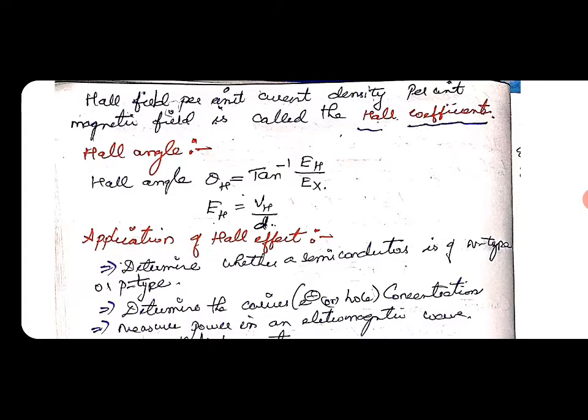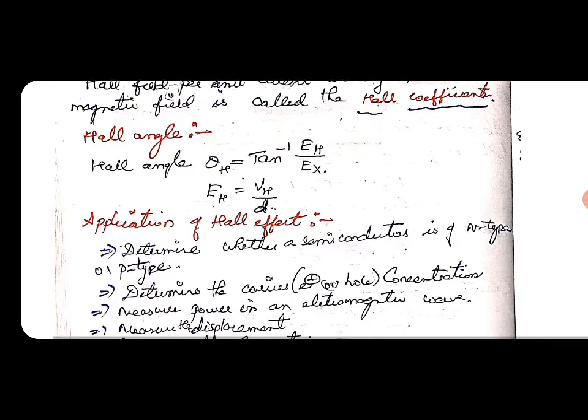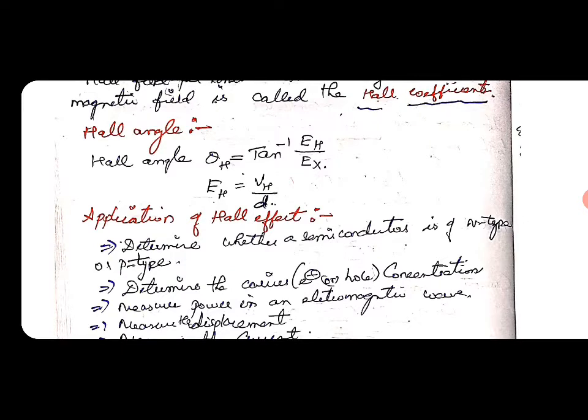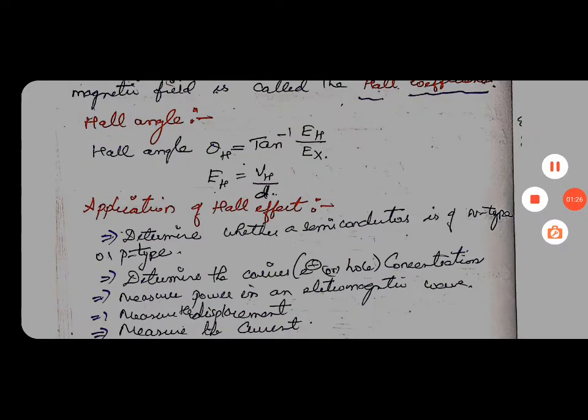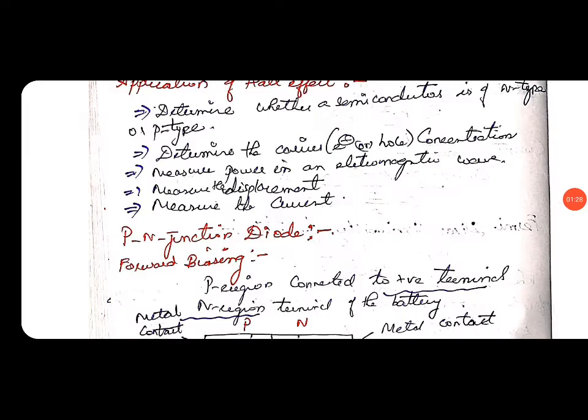Hall field per unit current density per unit magnetic field is called Hall coefficient. Then we should know about what is Hall angle. Hall angle can be given by theta H is equal to tan inverse of EH by EX. Then EH can be given as EH is equal to VH by D.